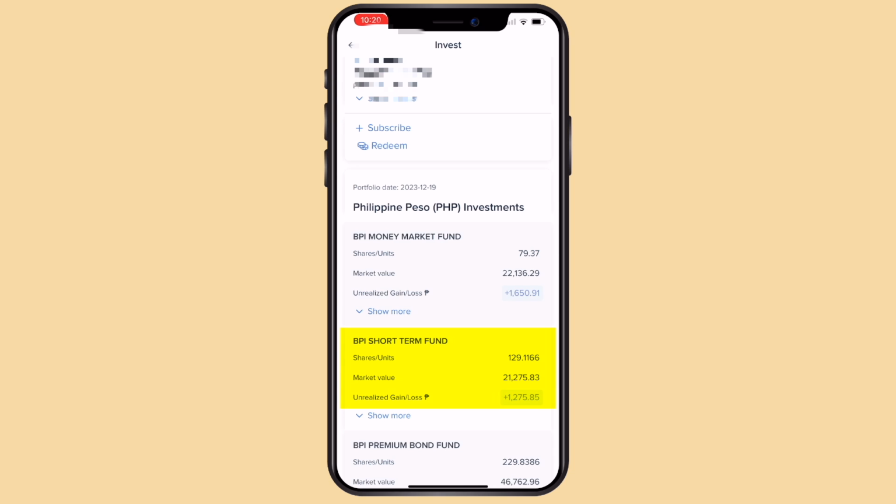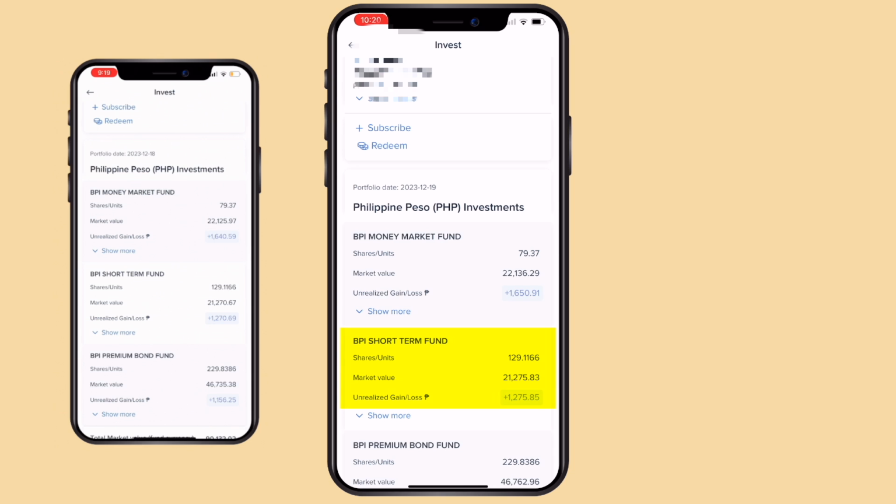By the way, kung mapapansin nyo, if we look at our profit yesterday, so balikan natin yon. On the BPI Short-Term Fund, our profits as of yesterday was 1,270.69. But today, it's 1,275.85 na. Mukhang maganda ang takbo ng market ngayon. Overnight, nag-gain na tayo ng 5 pesos, diba?